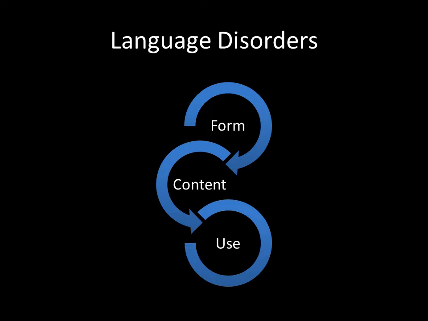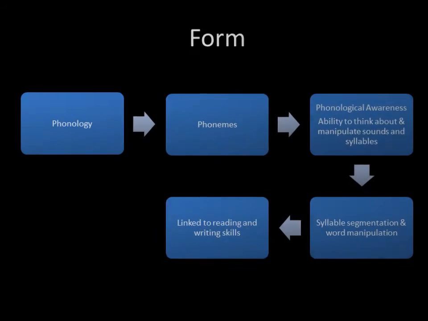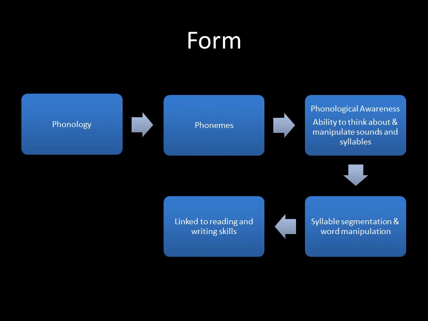Remember, form affects phonology, syntax, and morphology. Content is semantics or meaning, vocabulary, and use is pragmatics and social skills. Let's take a look at the breakdown that might occur in each of these areas. Let's first talk about form.